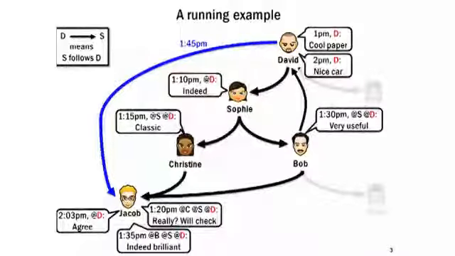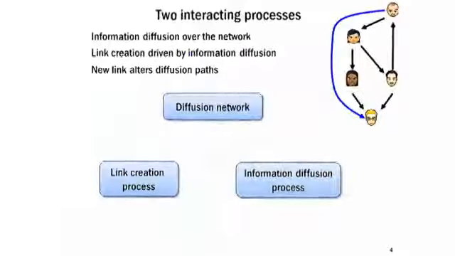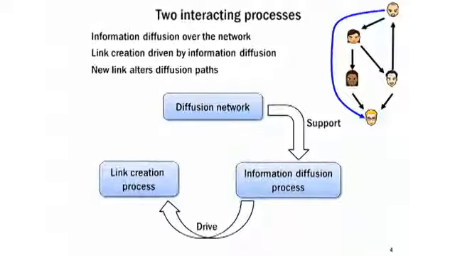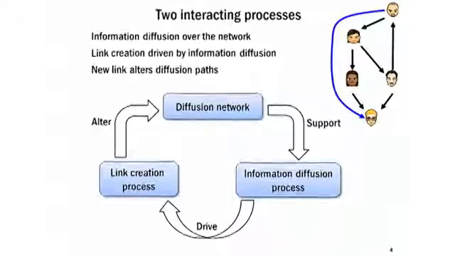So essentially, there are two processes going on here. More specifically, there's a diffusion network behind it, and then there's an information propagation process in this hypothetical information network. The diffusion network structure supports the spread of information. Then the information diffusion process and the spreading of information drives the creation of links in this social network. In turn, when a new link is created, the information diffusion network changes and alters the way that information propagates in this process.